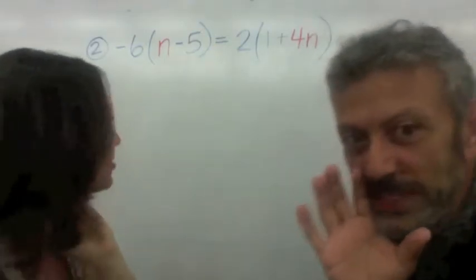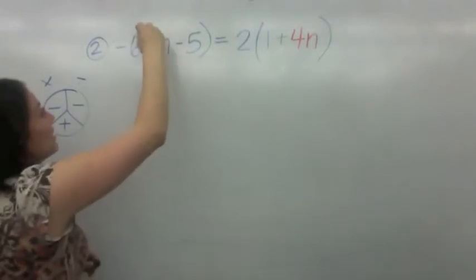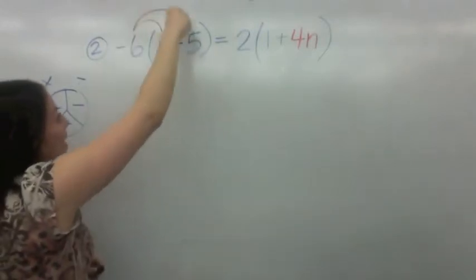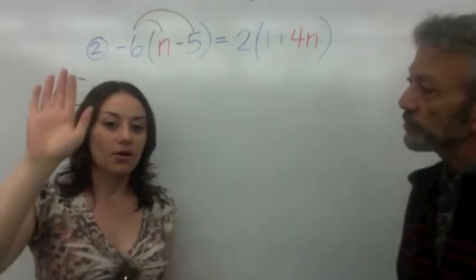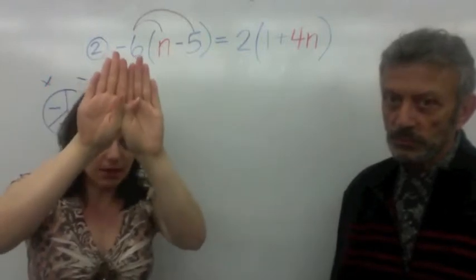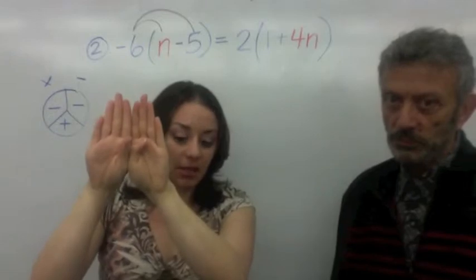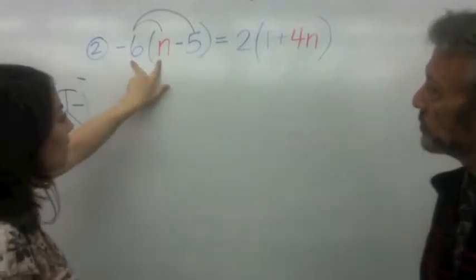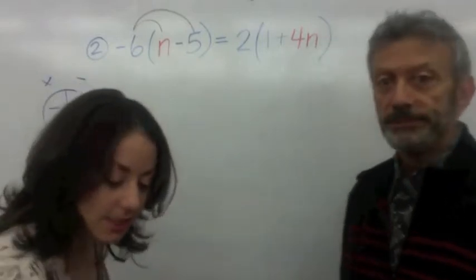Okay, so you have to distribute the negative 6 to n and to the negative 5. So what is negative 6 times n? Now remember, when you have a coefficient and you have a variable, you're multiplying them, they just touch because they're married. When two terms touch, it means that they're being multiplied. So you just put negative 6 and n together. What's negative 6 times n? Negative 6n. Very nice.